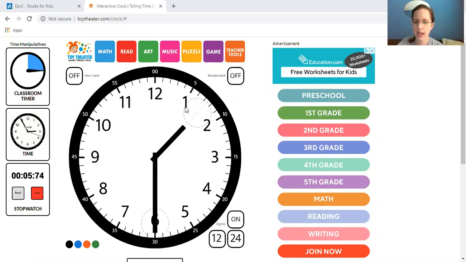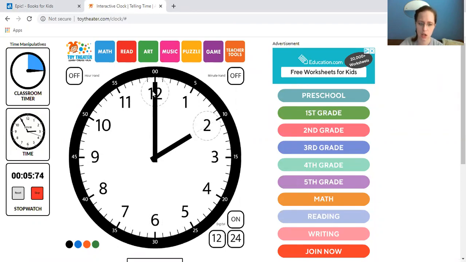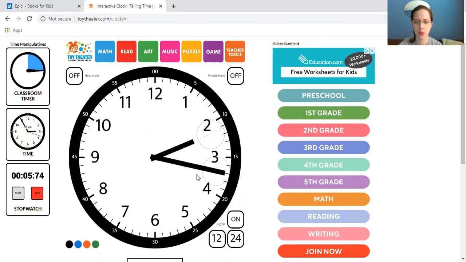And just as a review of telling time that we've already done, we know that this longer hand is the minute hand. And if you think about the words minute and hour, the word minute is a longer word. It goes with the longer hand. The word hour is a shorter word. It goes with the shorter hand. So the minute hand is the longer hand, and the minute hand, wherever it is pointing, tells us the minutes. The hour hand, wherever it is pointing, or whatever number it has just gone past, tells us the hour.